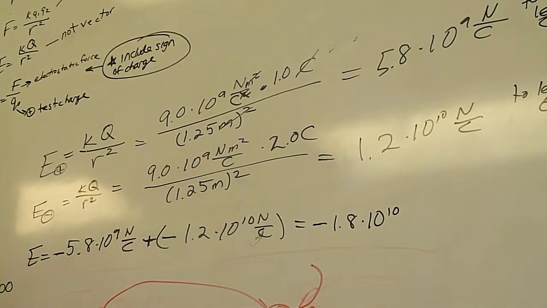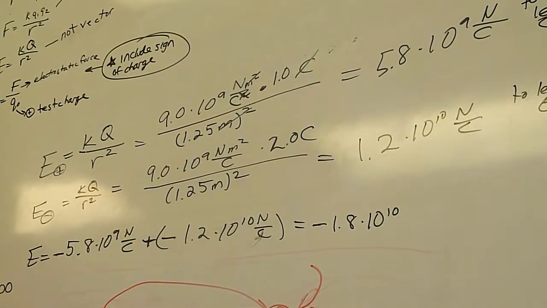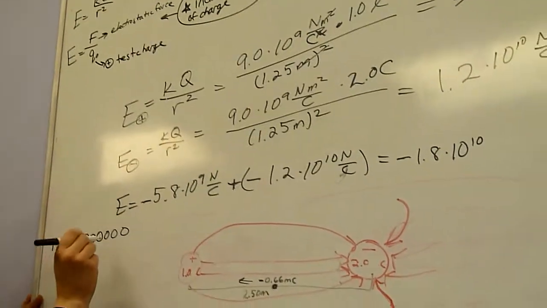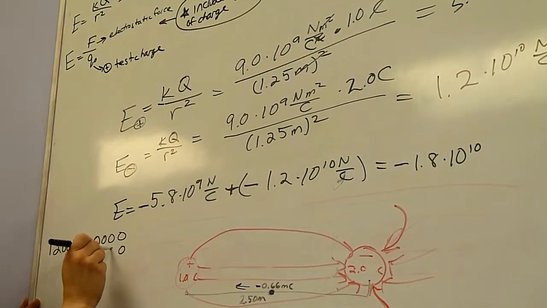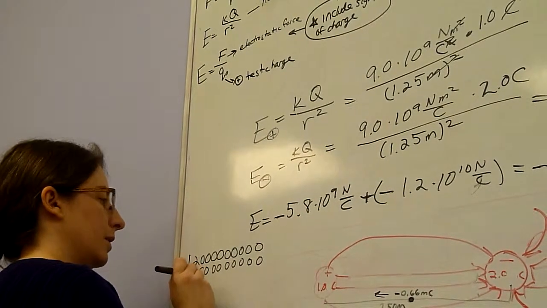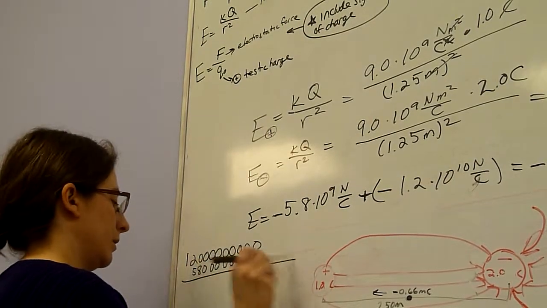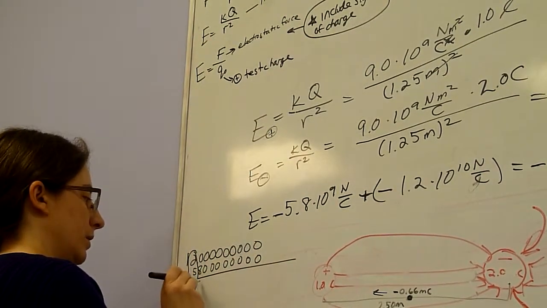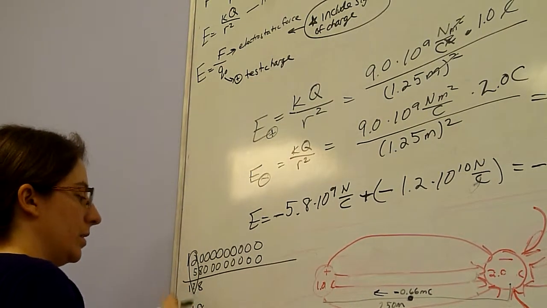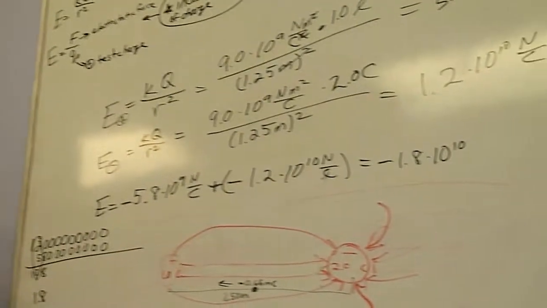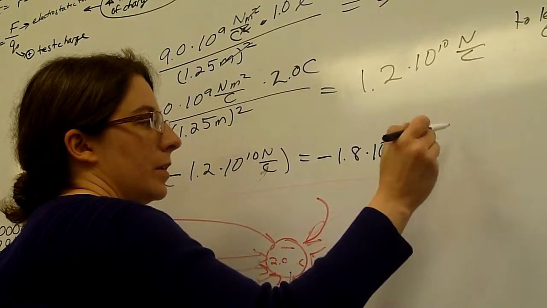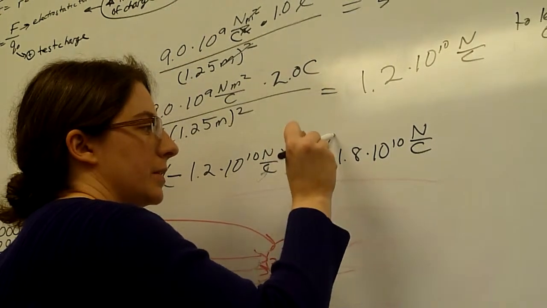Significant figure wise, 1.8. Okay, good. And that's good significant figures too. So, units Newton per Coulomb. And it's negative because it's to the left.